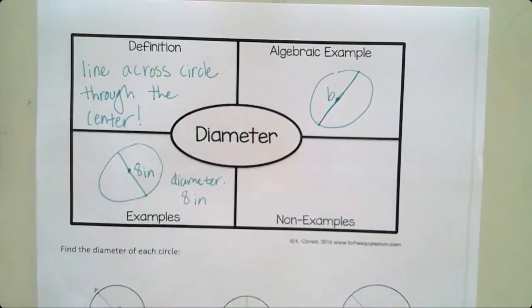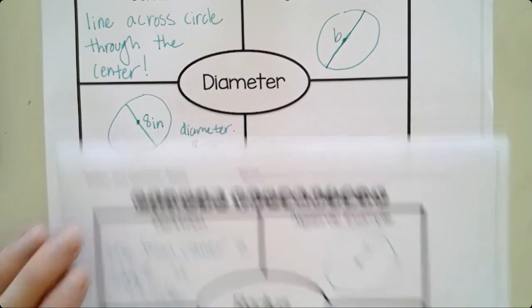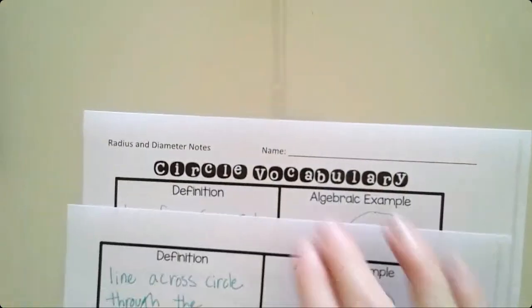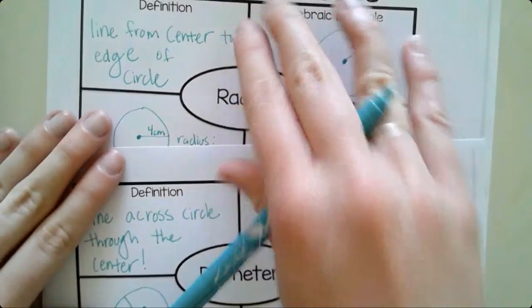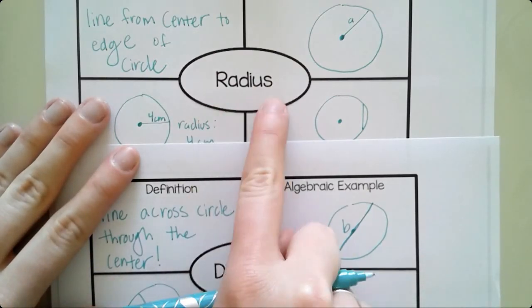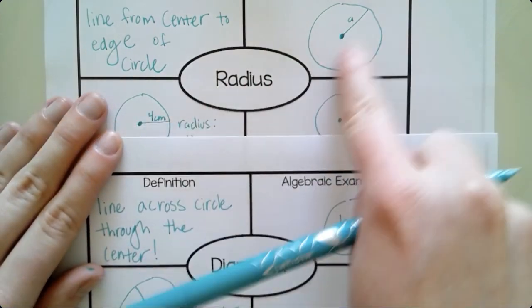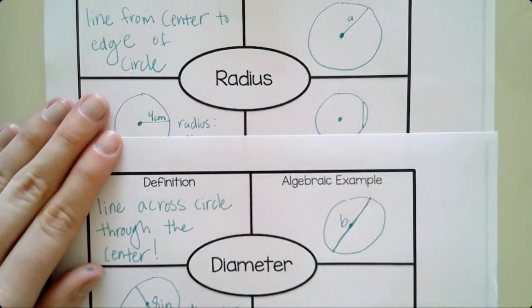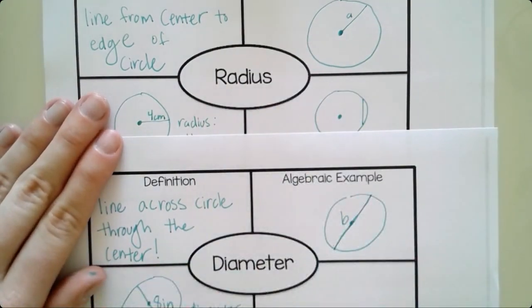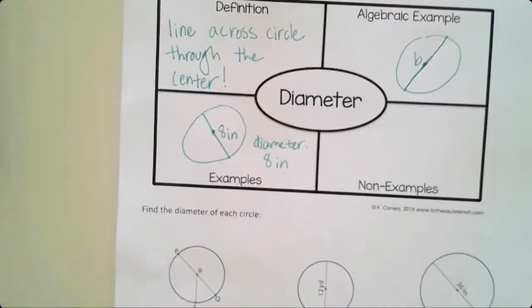So we learned 2 words today, diameter and radius. And what I want you to notice is that the diameter is the longer word. So here's the radius that we learned about, and here's diameter. Diameter is longer than radius. The diameter length is also longer than the radius length. Radius is half as long. So radius is the short measurement. Diameter is the long measurement all the way across. So try to remember that.